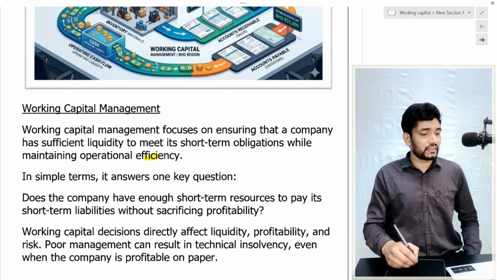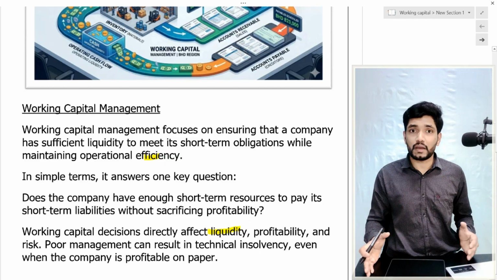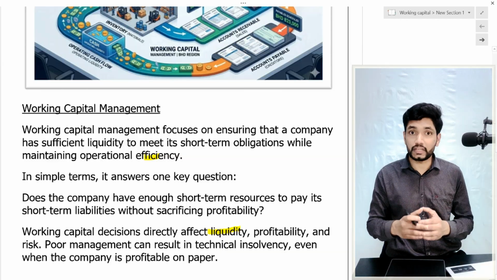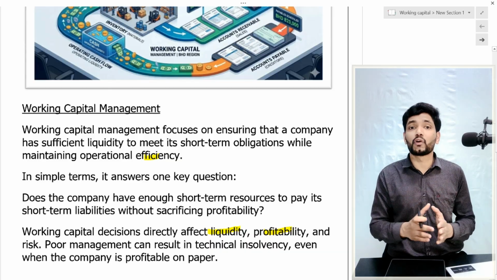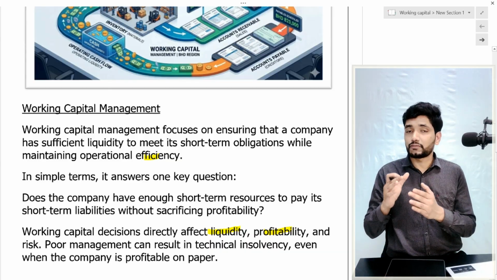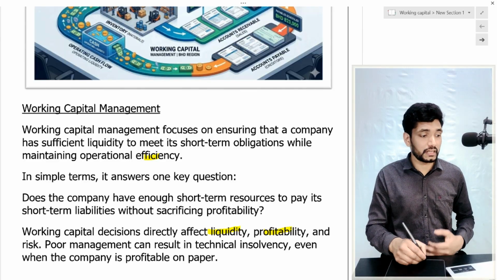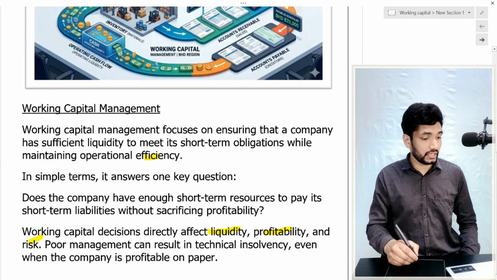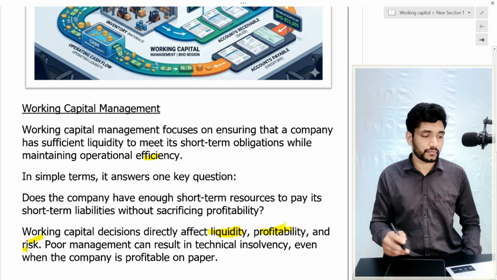The working capital decision directly affects, first, liquidity. If you are increasing the working capital, definitely our liquidity is increased. Then profitability: if you are investing more into working capital, definitely your return on investment will go down. And it is related to risk also. So the three things which directly affect are liquidity, profitability and risk.